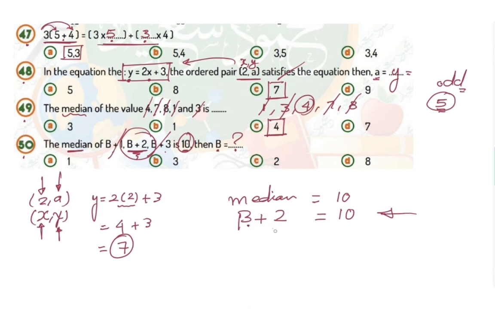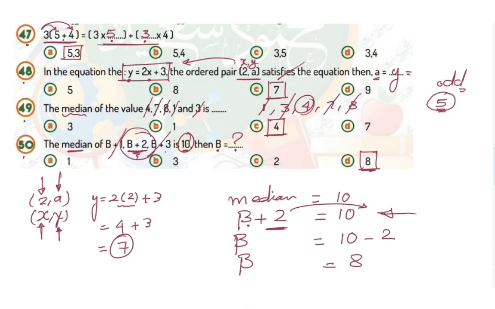What's the problem here? Plus 2. When you have plus or minus, just send it to the other side. So you have p here and 10, but I send this positive 2 as negative 2 to the other side. Okay, now p equals what? 10 minus 2 equals 8. So 8 is the correct choice.